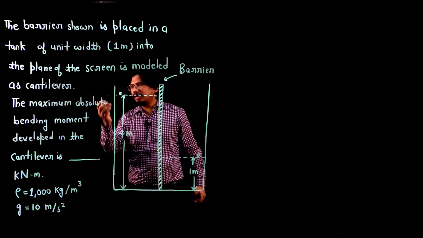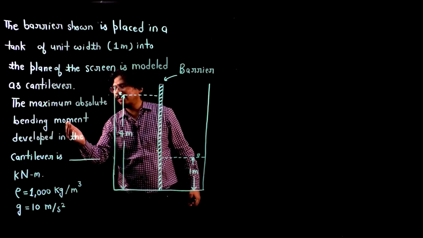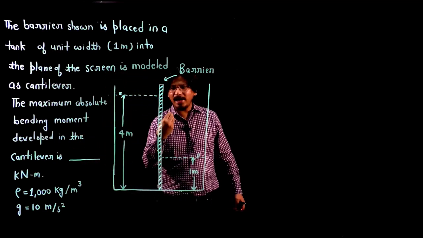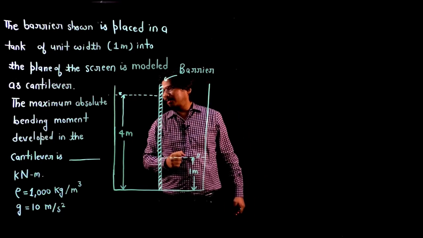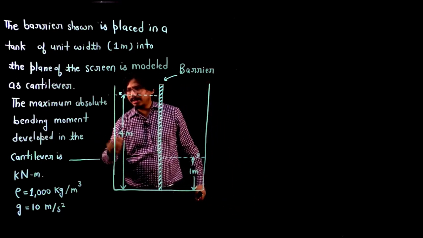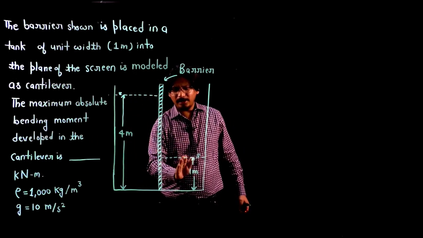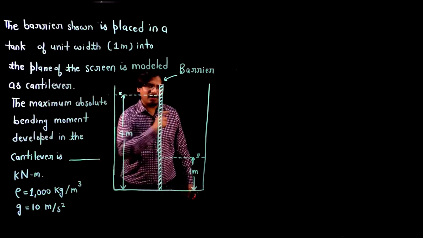Now let us read further. The maximum absolute bending moment developed in the cantilever is dash kilonewton meter. So he is asking what is the maximum amount of bending moment developed in this cantilever. Density is given as 1000 kg per meter cube. So let me assume we are having water on this left part and right part. g value is given as 10 meter per second square.